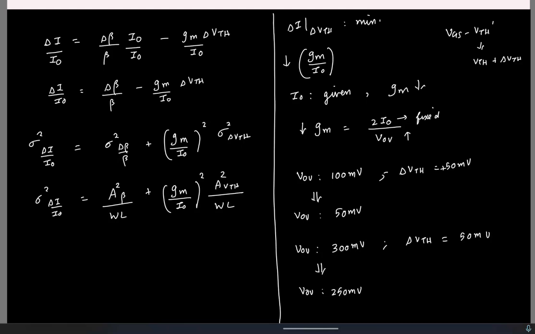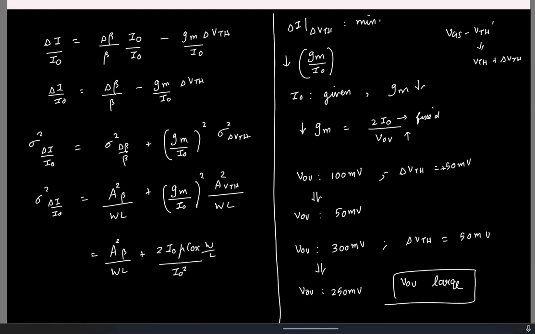And one other thing, one thing is you should have a large overdrive. Okay. And also for a given current I naught, what is the expression for GM? What is the expression for GM if current is fixed? You know, a different expression. So under root of 2 times I times mu Cox W by L, right? Okay. So GM square I have, so it's 2 I naught mu Cox W by L. I have I naught square A square VTH by WL. Okay. So here W goes off. So we'll be left with A beta square by WL plus 2 mu Cox by I naught.